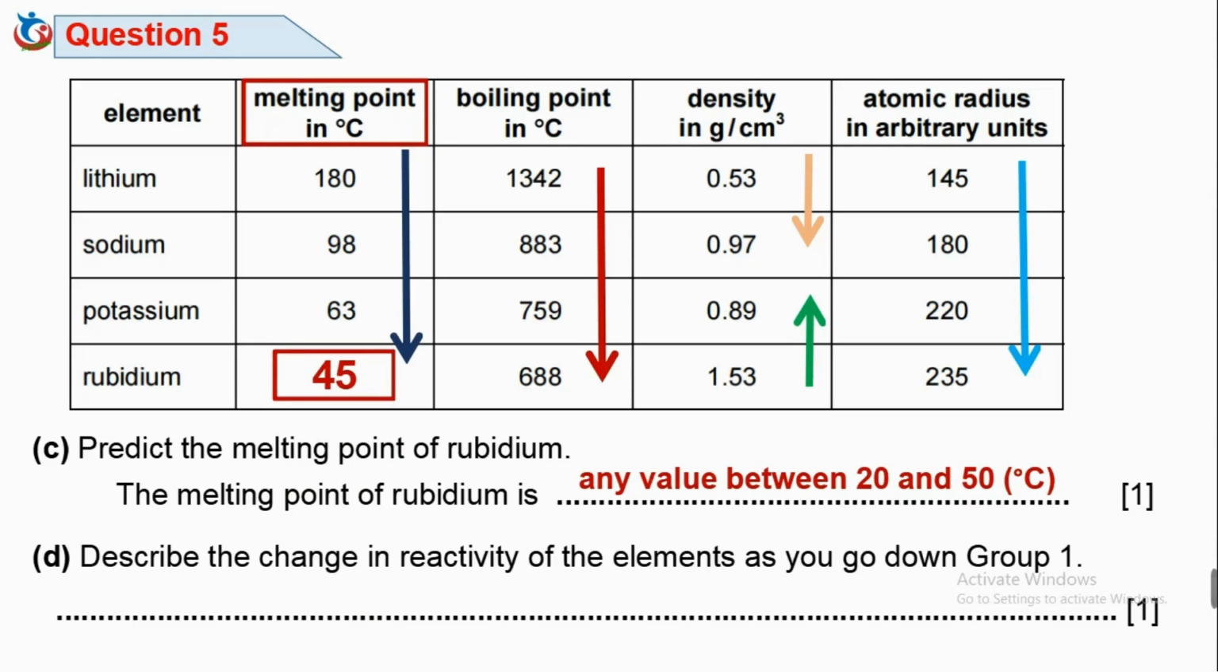Question 5d. Describe the change in reactivity of elements as you go down group 1. One thing you should know is that as you move down the group of a periodic table, the atomic radius increases, as you can see in the column marked sky blue. The tendency to release the outermost electron also increases. Therefore, the reactivity increases down the group.